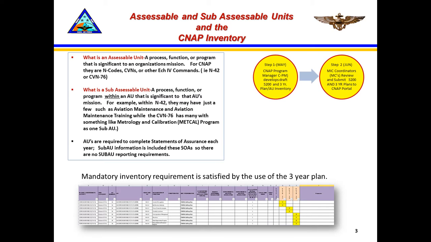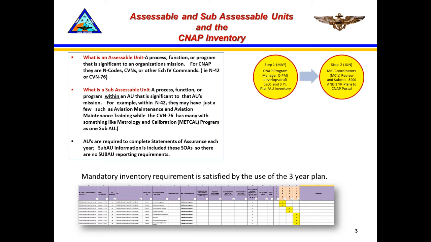And a subaccessible unit is a process, a function, or a program within that AU that's significant to the AU's mission. So for example, N42 could have 2 or 3 or 4 subaccessible units, and one of those could be aviation maintenance or aviation maintenance training. So there is an associated checklist with aviation maintenance and aviation maintenance training. When the subject matter experts are going through and taking a look at their area, they use that checklist to determine whether or not they're doing things the way that they should be doing.